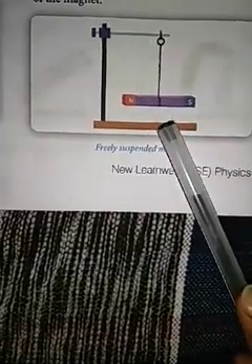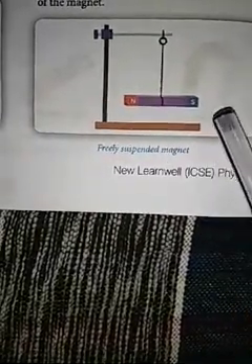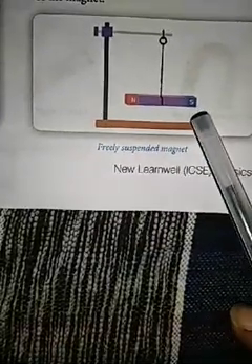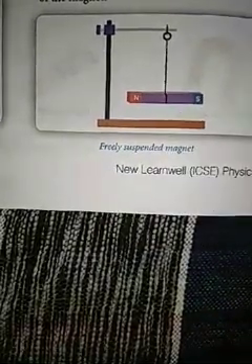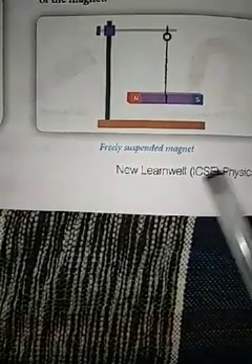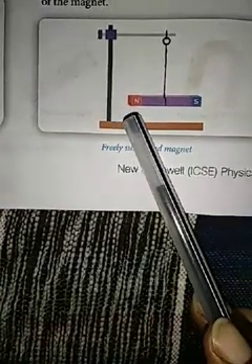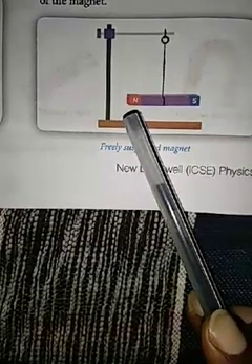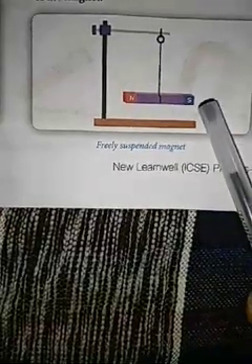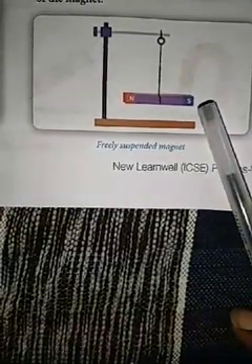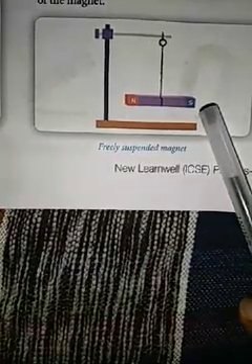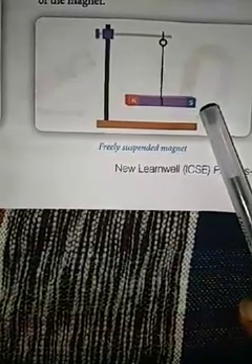A freely suspended magnet always comes to rest or aligns itself in the north and south direction. This is called directive property of magnet. The end of the magnet that points towards the geographic north is called north-seeking end or north pole of the magnet, and the pole of the magnet which points towards the geographic south is called south-seeking end or south pole of the magnet.